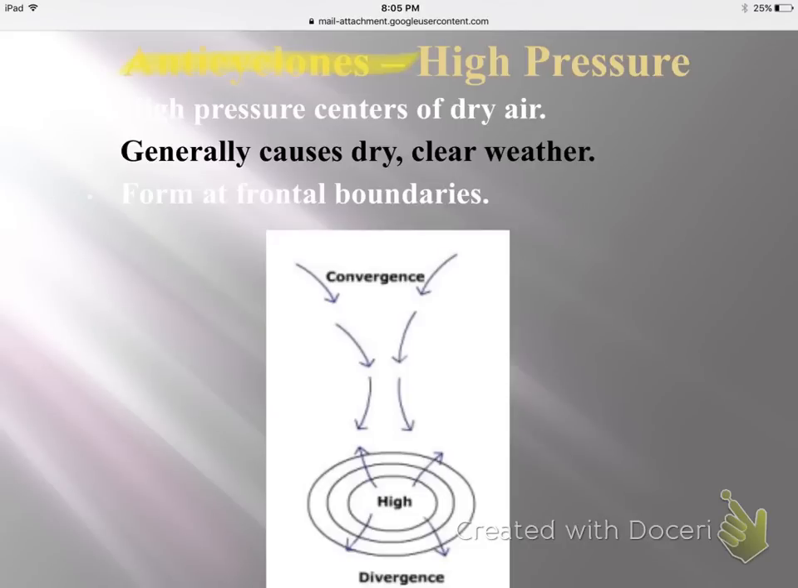Anticyclones are the opposite, okay? They're going to form with high pressure. So if our cyclones form with low pressure, and this is going to bring bad weather, then our anticyclones are going to be the opposite, and they're going to form at high pressure. With anticyclones, it's a high pressure center of dry air, and instead of counterclockwise, they're going to rotate clockwise, okay? And it's just going to bring dry and clear weather, and these also form at frontal boundaries.